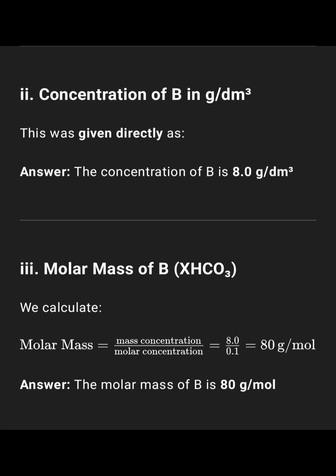So number 2, they say we should calculate the concentration of B in gram per dm cube. It has already been given to us, which is 8.0 grams per dm cube, so there is no need to calculate that.